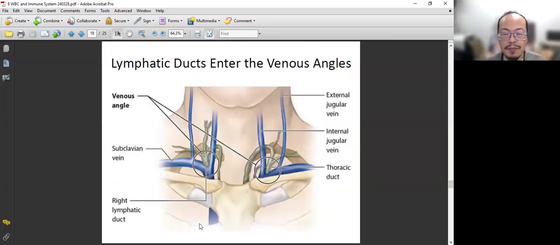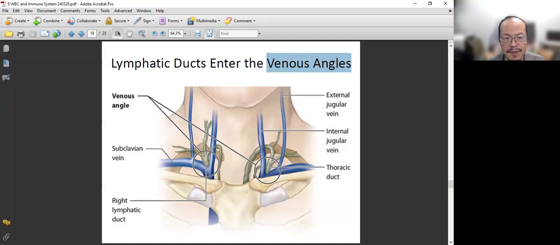They will eventually go back to the vein. They will go into the vein at two locations. We call these two locations a venous angle. So here, right here, venous angle.